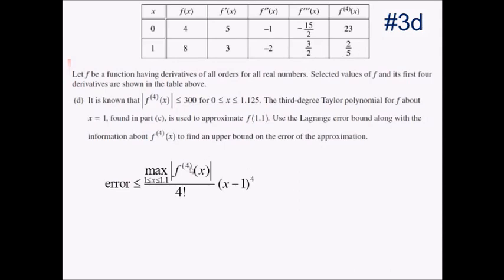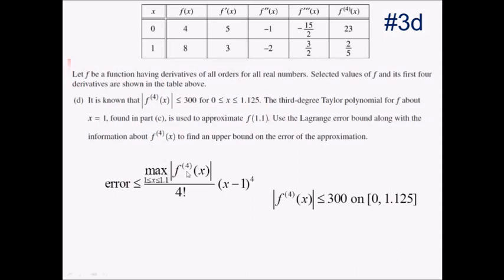For example, they told us that at 1, the fourth derivative is 2/5. But that doesn't tell us that this is the biggest that derivative is ever going to get. So we would need more information in order to write 2/5 or really anything based off this table. The only other way you know what the max derivative is is if they give it to you in the problem. This particular problem, they gave it to us. They said the fourth derivative is always less than or equal to 300 on the interval from 0 to 1.125. Well, the interval from 0 to 1.125 includes this interval, and I actually should make that a bracket there. But in any case, that includes this interval from 1 to 1.1.